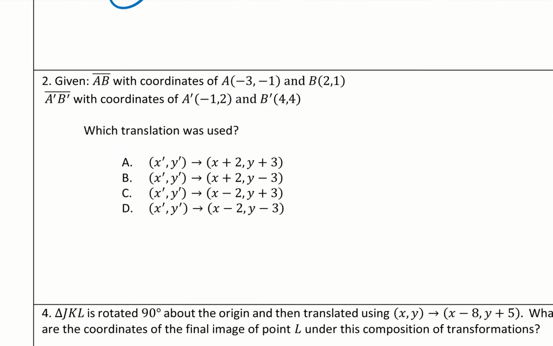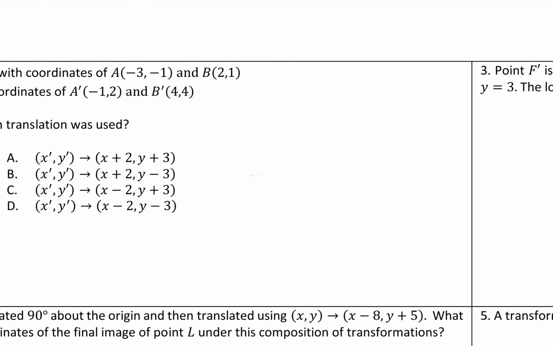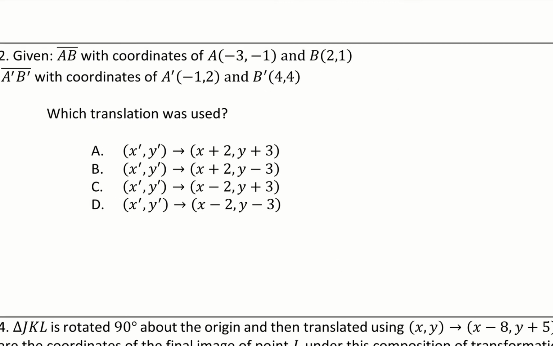All right, so number 2. Given AB with coordinates A(-3, -1), B(2, 1), and then we got A'B' with those coordinates. Which translation was used? So we want to figure out what the translation was. We know it's a translation, it says it. Translation is when you're moving things, right? You add the same number or subtract the same number to the x, and then you do it to the y.